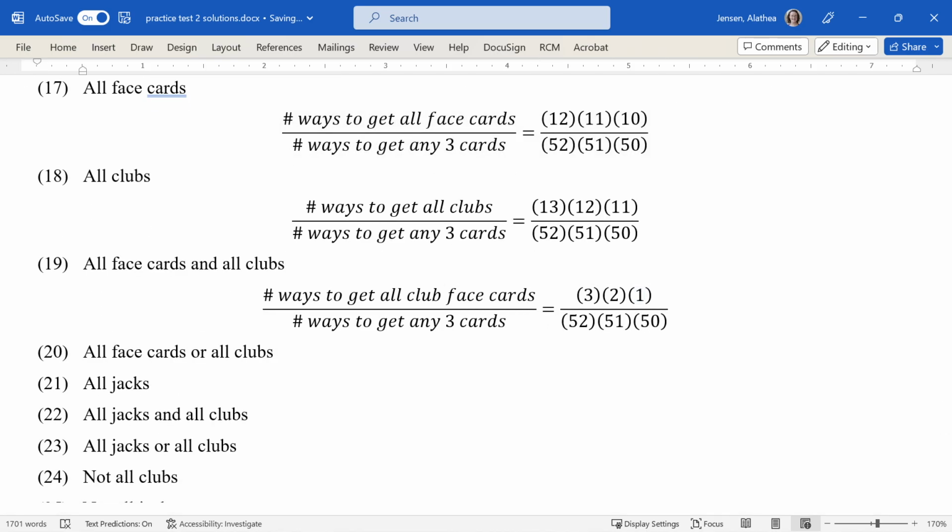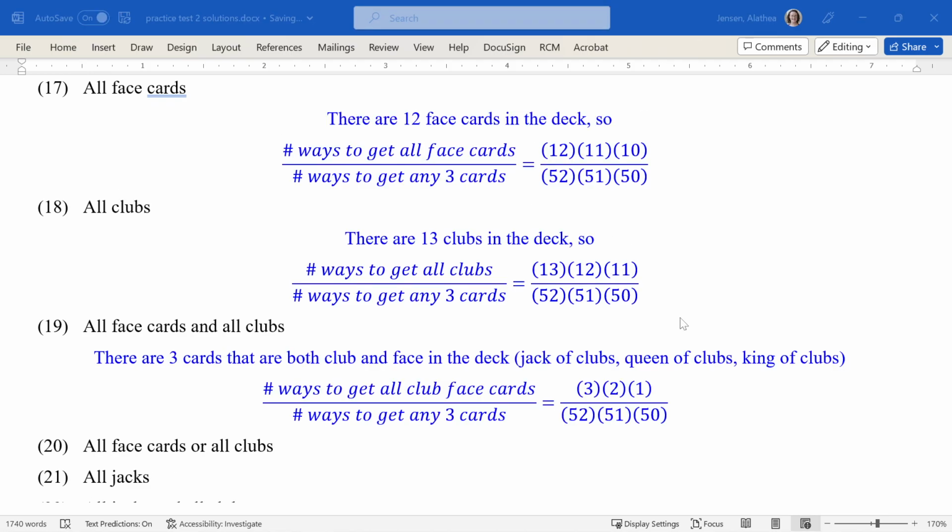Maybe I will just add a little note in here about that. Okay, so I added a little note about that.